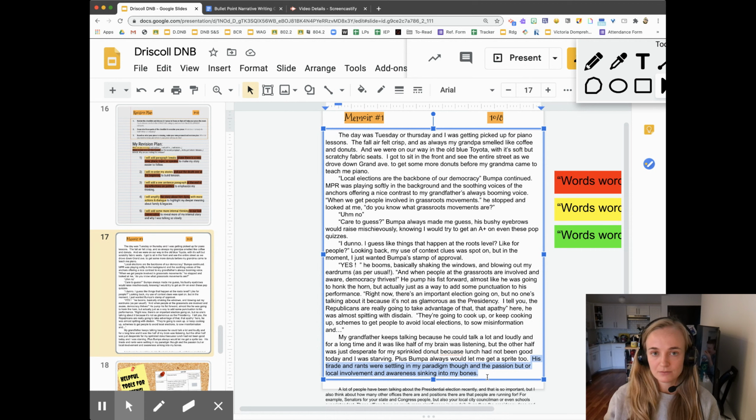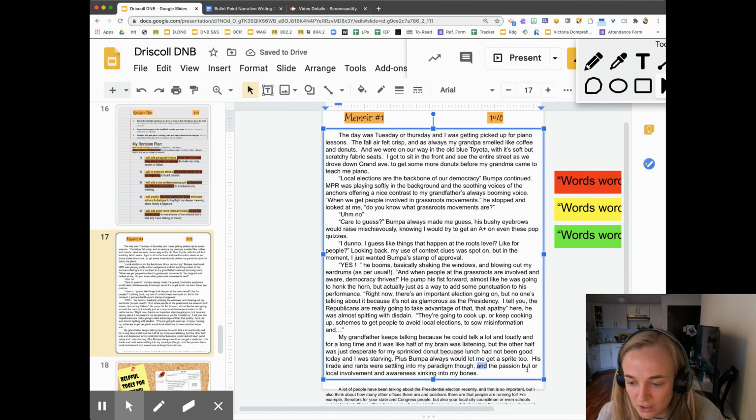G, it's great. Yes, correct. Most of you said I need to fix something. So let's see here. His tirade and rants were settling into my paradigm, though. I think this should be settling into my paradigm, though. And then I take a pause, and it's a FANBOYS here. It's a conjunction, so paradigm, comma. And the passion, for local involvement and awareness was sinking into my bones. And I'm going to read it out loud one more time to see if it makes sense. His tirade and rants were settling into my paradigm, though, and the passion for local involvement and awareness was sinking into my bones. That flows so much better just by one comma.